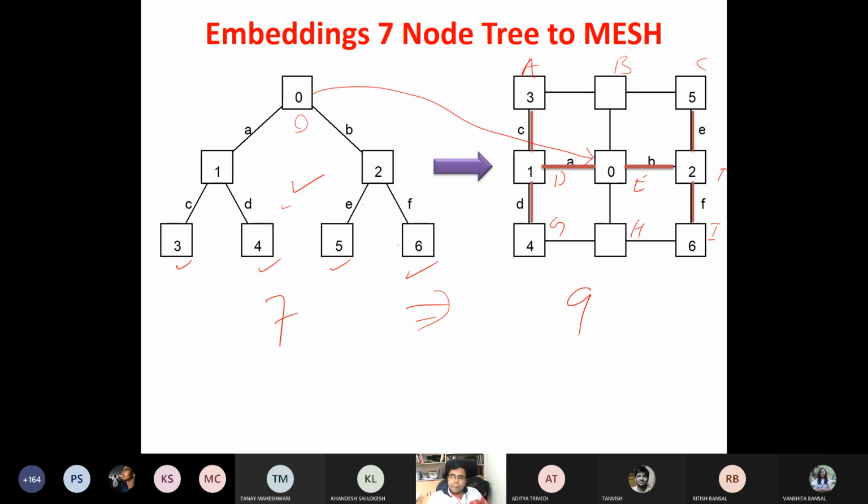And what is a good embedding? What is a good mapping or embedding technique? What is embedding? We are trying to run a tree application on a mesh, or an application written for one topology that we want to run on another topology. Suppose you have written a program for one HPC, which is one kind of network, and we want to run the same program on another HPC, for example at ISC Bangalore. That HPC may not have the same network topology.